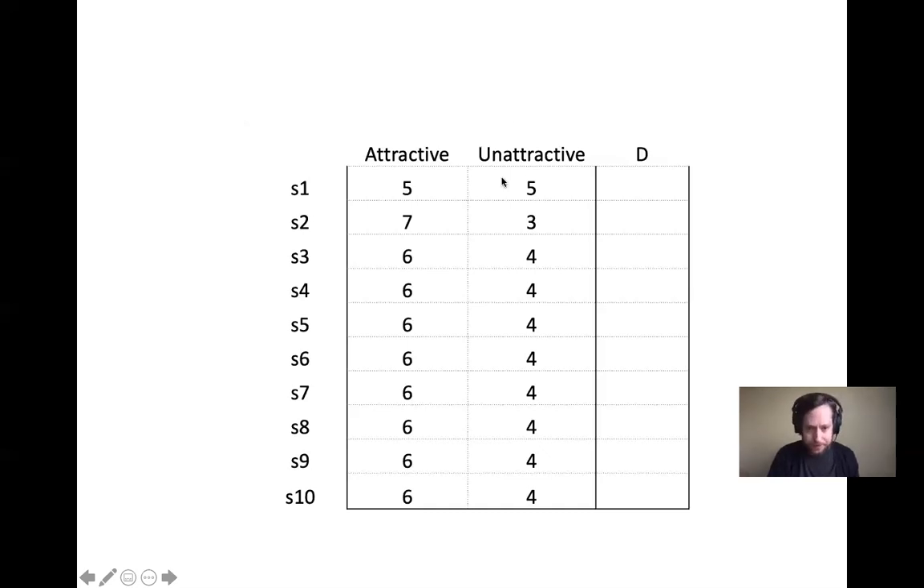I like to avoid negative numbers whenever possible, and so the best way to do that would be to take this D minus this D, and then we'll do that for all 10. So you might want to start doing that in your head or maybe on a piece of paper. I'm about to start doing it right now to make sure you can do it.